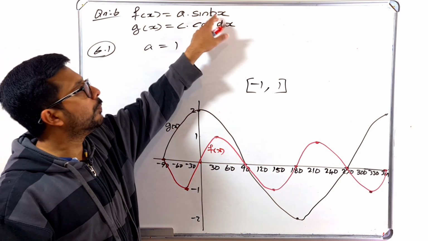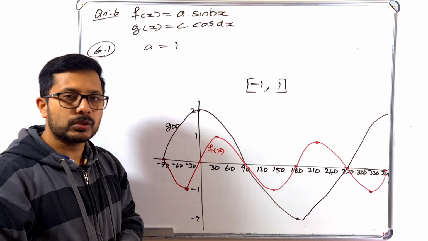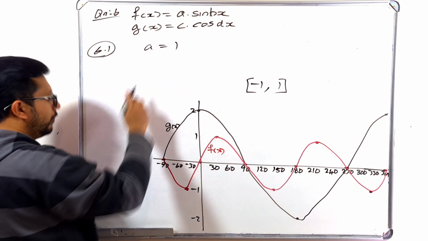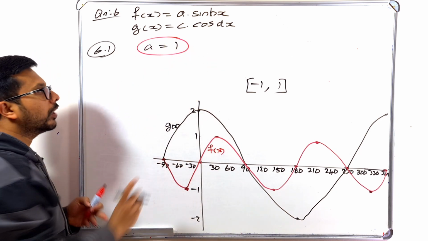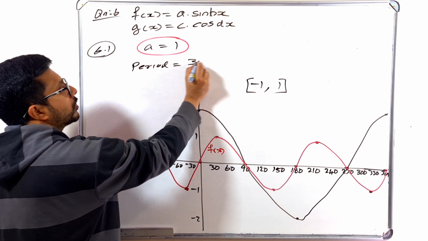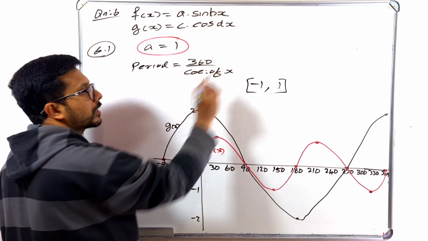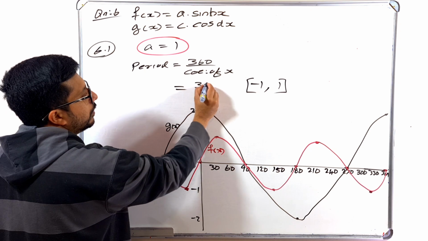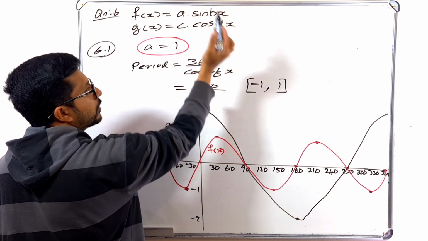Now what is this B? B determines the period of the graph. Am I right? Okay, so look at this graph. Anyway, we got that value for A, that is A is equal to 1. Now what is the formula to find the period of a sine graph? Period is equal to, we studied that, 360 divided by the coefficient of x. Am I right? So that is 360 divided by, what is the coefficient of x here? Coefficient of x, that is B.